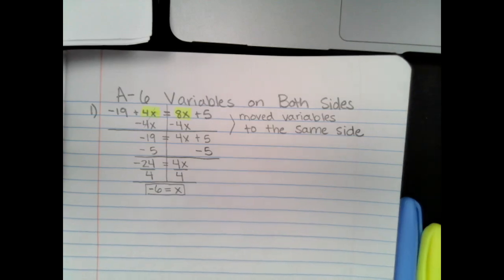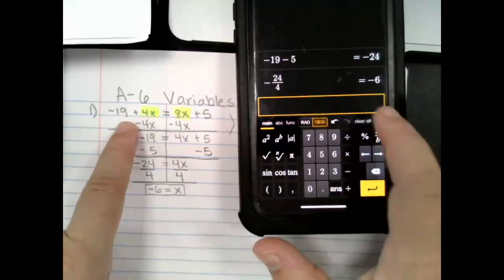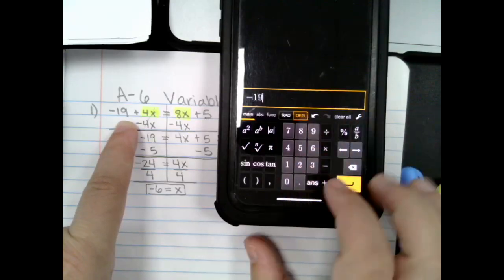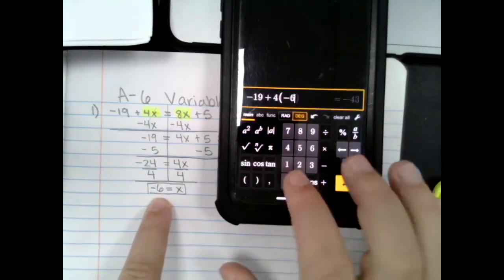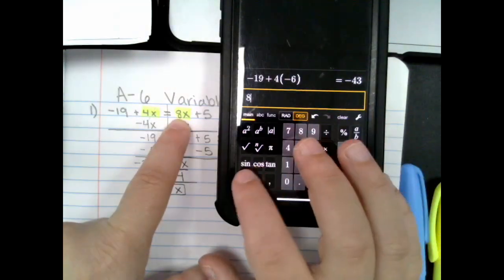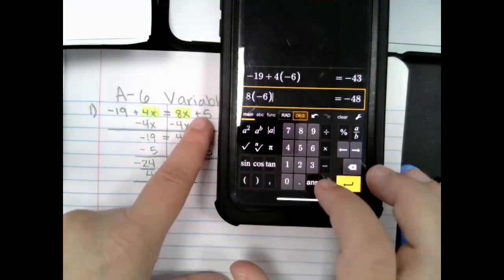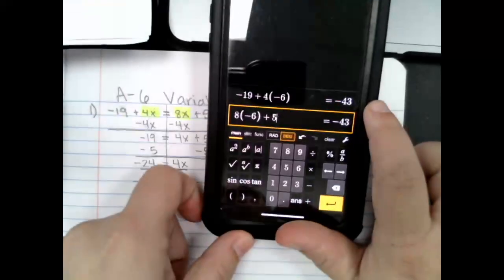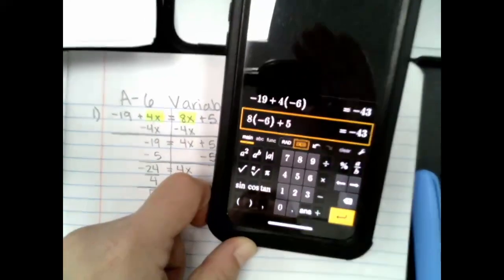All right, just as a reminder, I'm going to show you real quick why we do what we do. I know some of you are like, why is she showing us this? I don't know, because it's fun. So negative 19 plus 4 times, what is our x? Negative 6. Okay, so one side we get negative 43. Now on the other side, 8 times negative 6 plus 5. What happens with our answers? They're the same. So that was our goal, was to find an x so that this answer matched this answer. Just like the warm-up, but the warm-up was a little bit simpler. It was just 2 plus 6, 2 times 4, where we got the same answer on both sides.